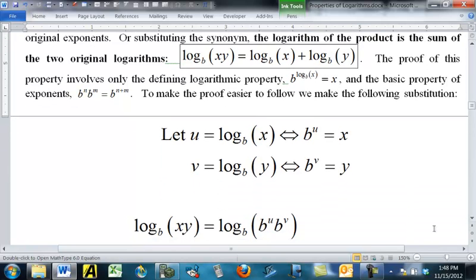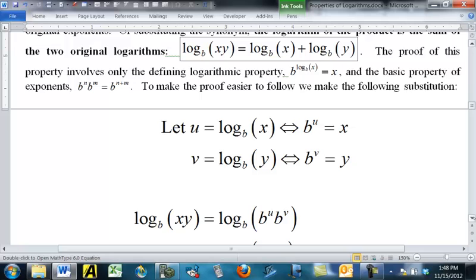So log base b of x times y is log base b of, well, let's see, x is b to the u power and y is b to the v power. Let me say that again. x is b to the u power, y is b to the v power. So this x times y is b to the u times b to the v. So I made that substitution.